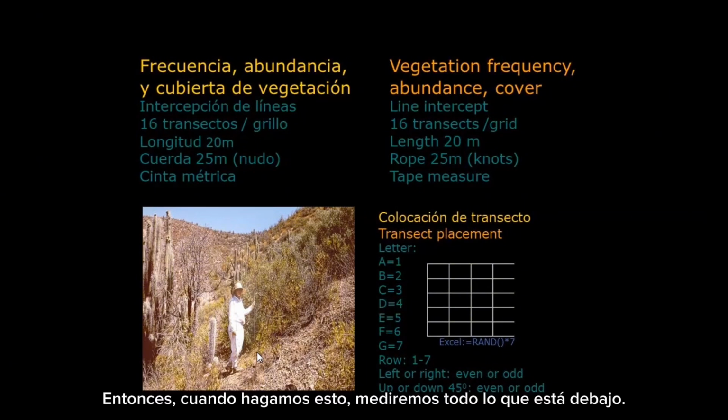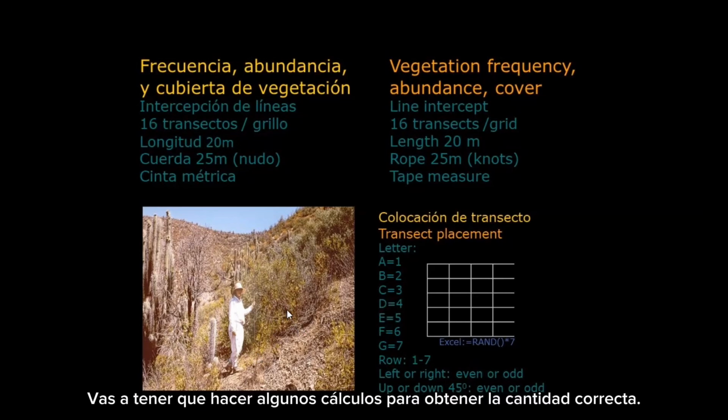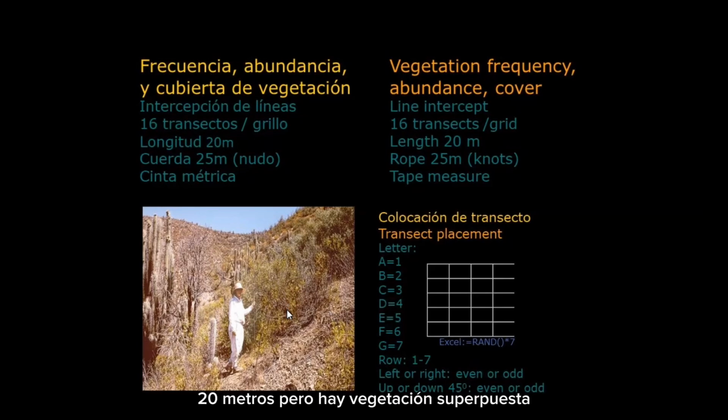When we do this, you measure every piece of vegetation underneath the line. If it's a tree, measure how much of the crown goes over that line. You're going to end up with more than 20 meters of vegetation, because the vegetation overlaps. Sometimes you'll have a grass down here, so you have to do some calculations to get the right amount. Your transect length is 20 meters, but there's overlapping vegetation, so your total length of vegetation in that area is going to be longer than 20 meters because of that overlap.